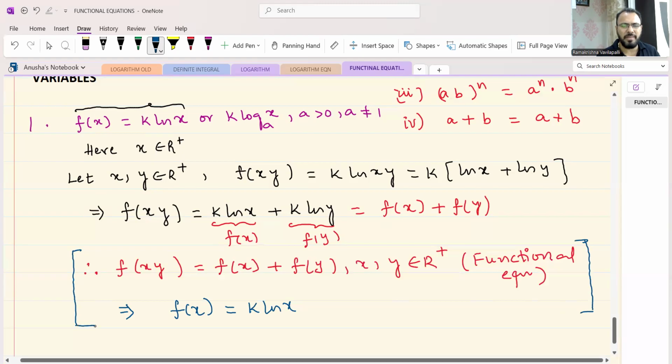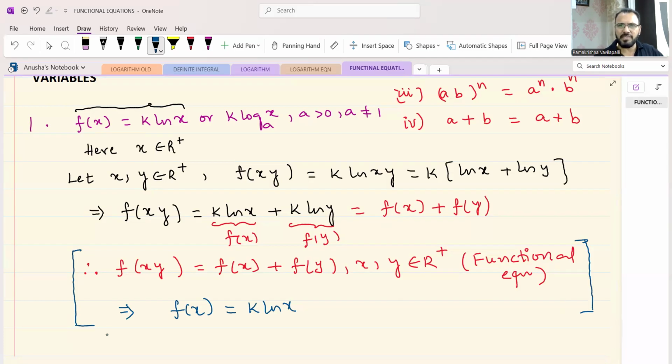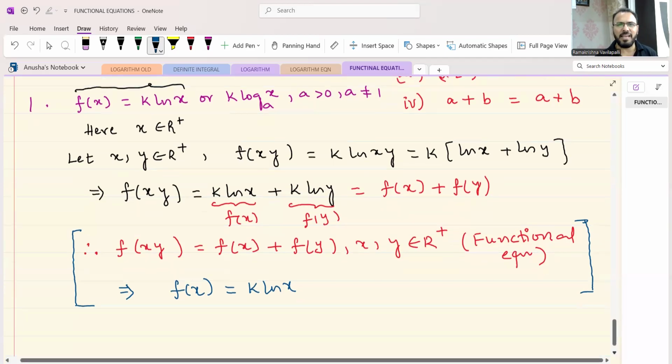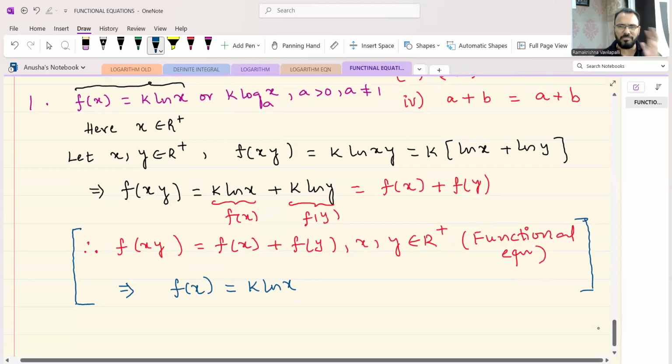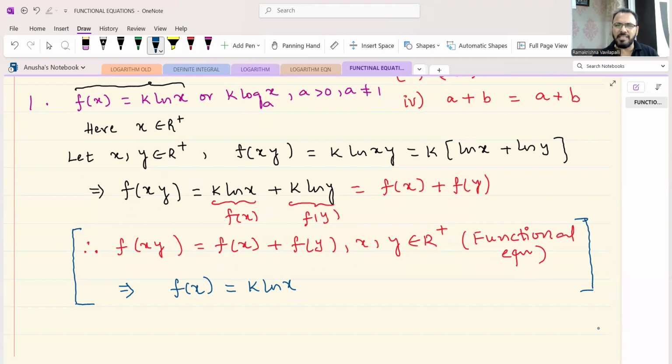I just want to have a bigger picture. So now once again, you remember f of xy equals f of x plus f of y. It is converting product to sum. So that function is f of x equal to k into ln x. This is the first one, which is over. And what kind of ln x satisfies ln a by b equal to ln a minus ln b? So I can write that also.